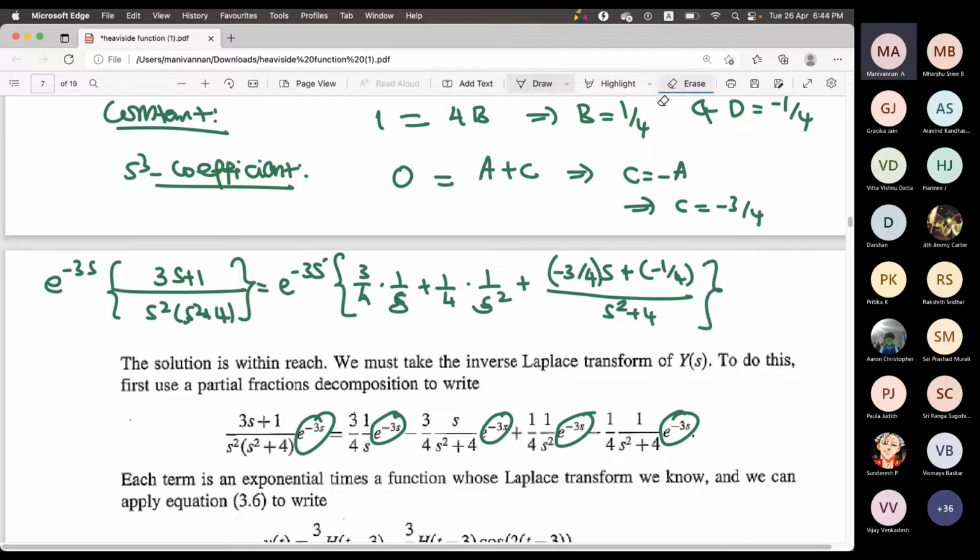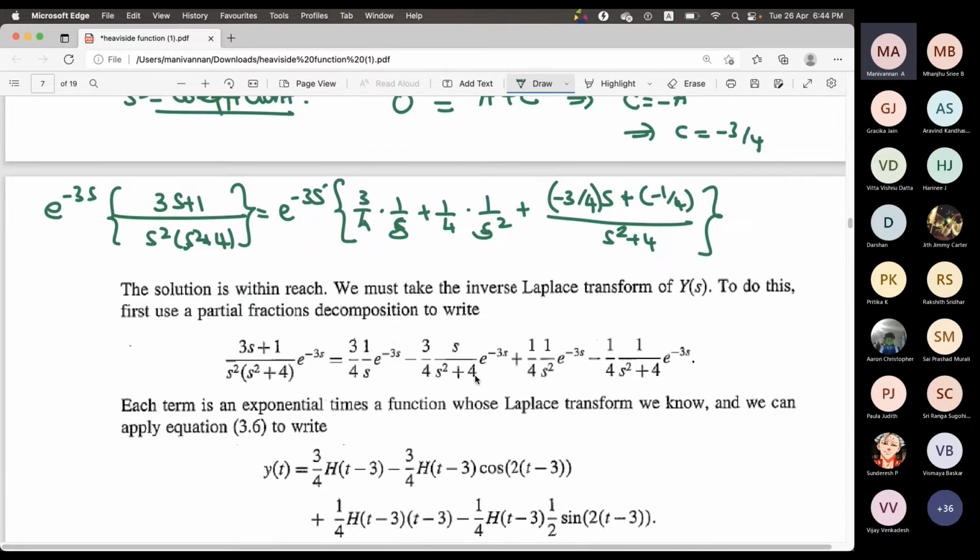Now if you are applying the inverse Laplace transform on both sides, this e power minus 3s is still there, right? So we have 3 by 4 into e power minus 3s by s, and here it is e power minus 3s divided by s square plus 4 with this term. And this is 1 by 4 s square into e power minus 3s. And it is minus 1 by 4 times s square plus 4 into e power minus 3s.